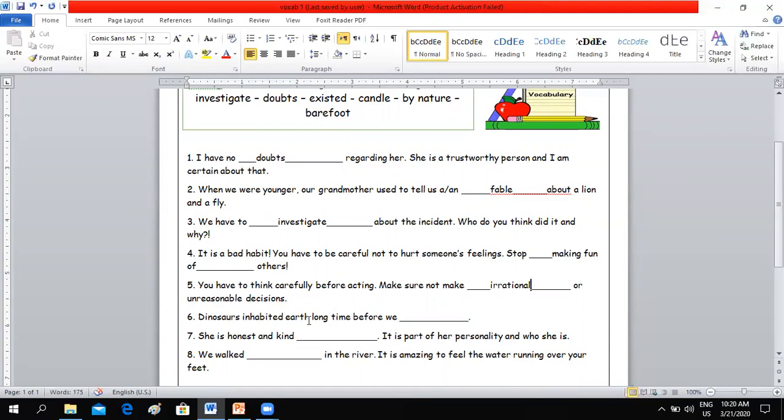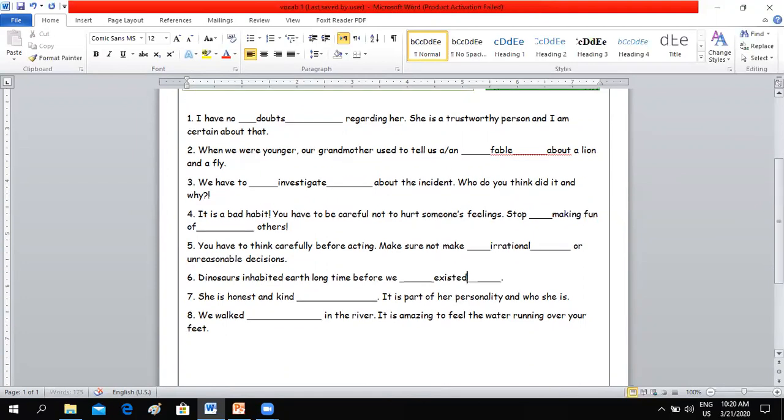Dinosaurs inhabited Earth a long time before we became real, or we existed. We started existing. She is honest and kind. It's part of her personality and who she is. What I told you about being part of your personality, it's the word by nature.